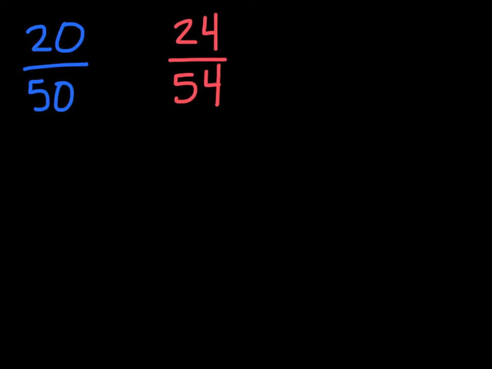Okay, so we're going to write a fraction for each park. We've actually already done that. 20 out of 50 for Canyonlands and 24 out of 54 for Badlands. Now we're going to solve these by placing them into fraction form.